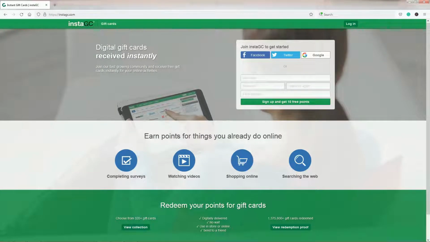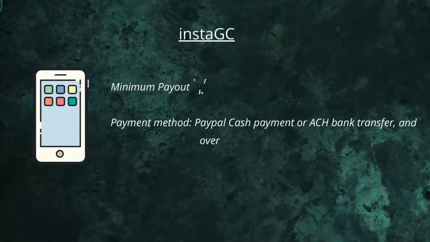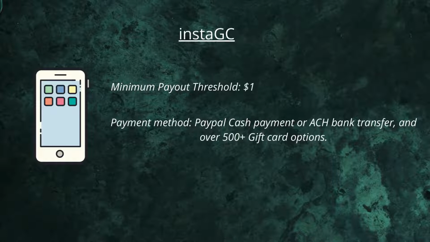InstaGC. InstaGC is a GPT, get paid to, website where you may get paid for surveys, watching videos, testing apps, shopping, and completing tasks in exchange for gift cards and cash. As the name says, InstaGC rewards its users with gift cards in exchange for their participation. InstaGC app is available all over the world. Bonus for new members. Minimum payout threshold: $1. Payment method: PayPal cash payment, or ACH bank transfer, and over 500 plus gift card options.